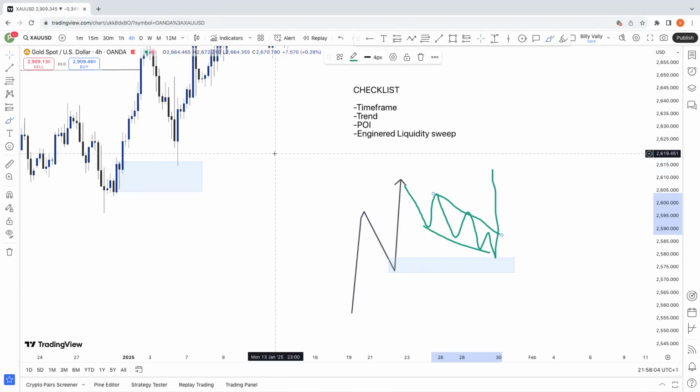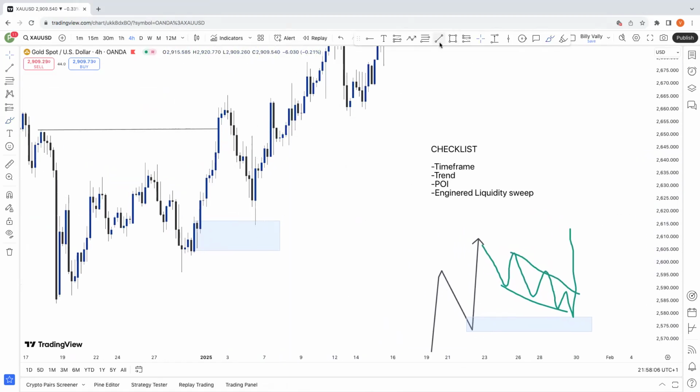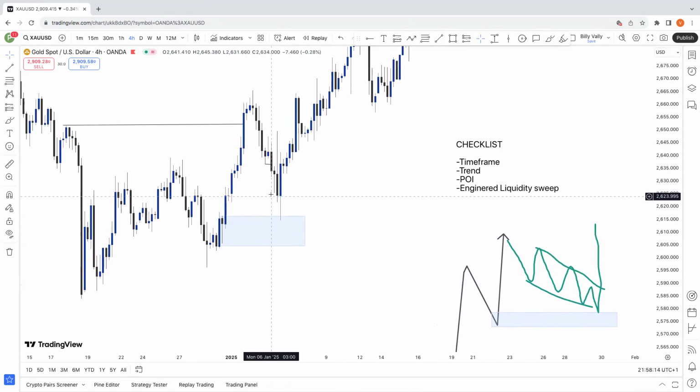So this is what I mean by engineered liquidity sweep before your point of interest. It is very, very important, right? You can see that we actually had a sweep here. We had a sweep here before price eventually got to this zone, right? So we had our liquidity engineered, and we can also see that price took out this high as well, because this is a low as well, right? Price took out this low as well. So you can see one low, two lows that price took before price eventually got to our zone, right?